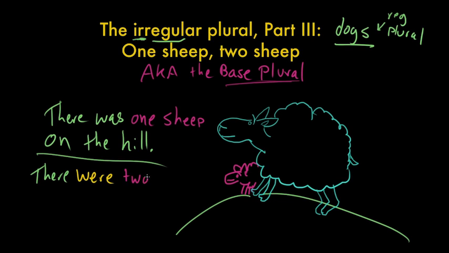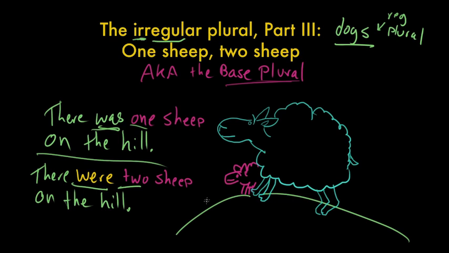Two sheep on the hill. Now, the only difference between these two sentences is that there's one sheep and two sheep, and therefore, that means that the verb changes to a plural conjugation. So there was one sheep, there were two sheep on the hill. But everything else stays exactly the same. One sheep, two sheep. This is very strange.